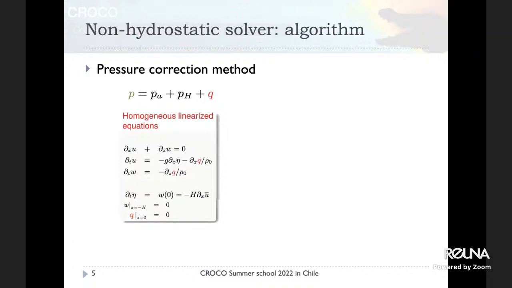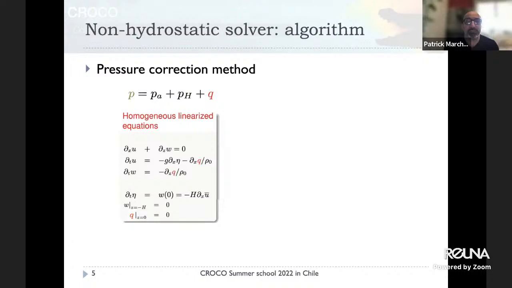So the idea is to separate the pressure into three components. One is the atmospheric pressure that puts the boundary condition at the surface of the ocean. Then you have the hydrostatic pressure, and that's the one that is in equilibrium with gravity for the vertical part. And then you have Q, which is a non-hydrostatic pressure.